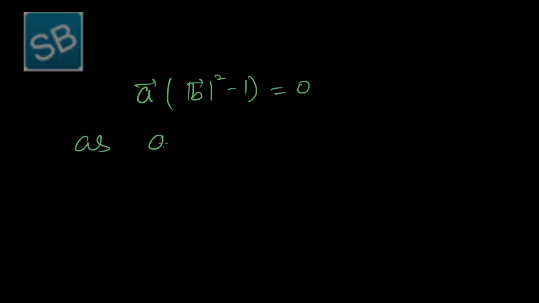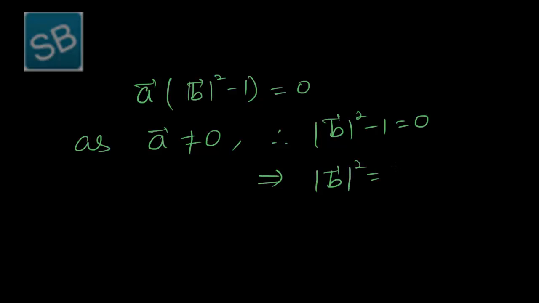As it is given vector A is non-zero vector, therefore modulus B square minus 1 is equal to 0. That implies modulus B square is equal to 1. That implies modulus B is equal to 1 because modulus value is always positive.